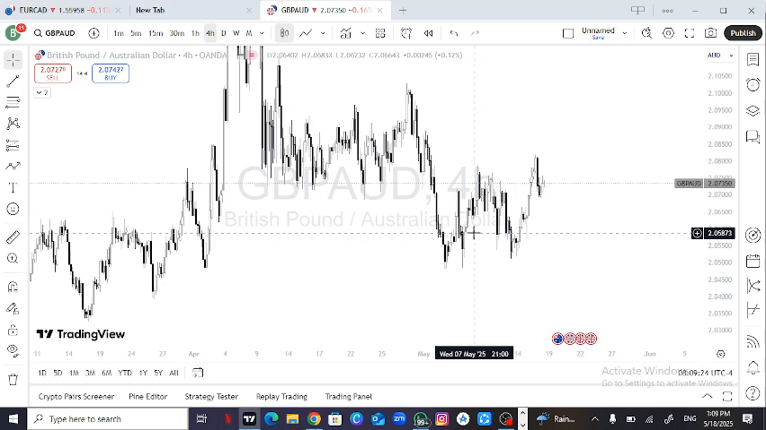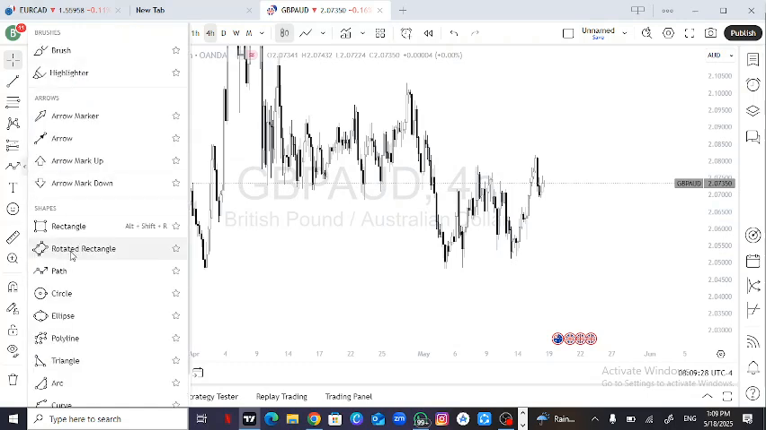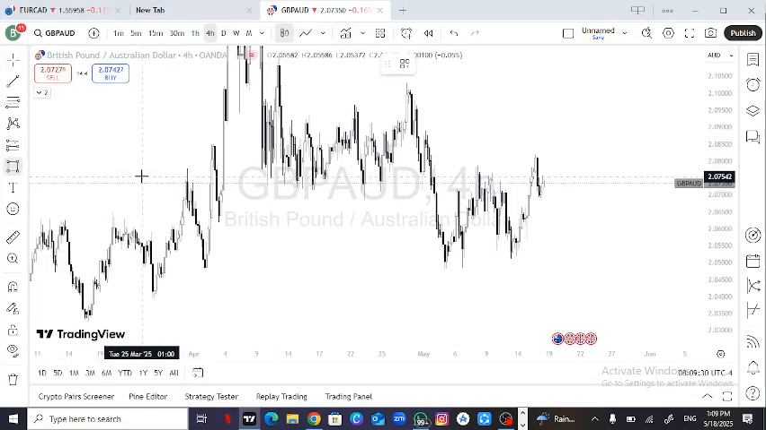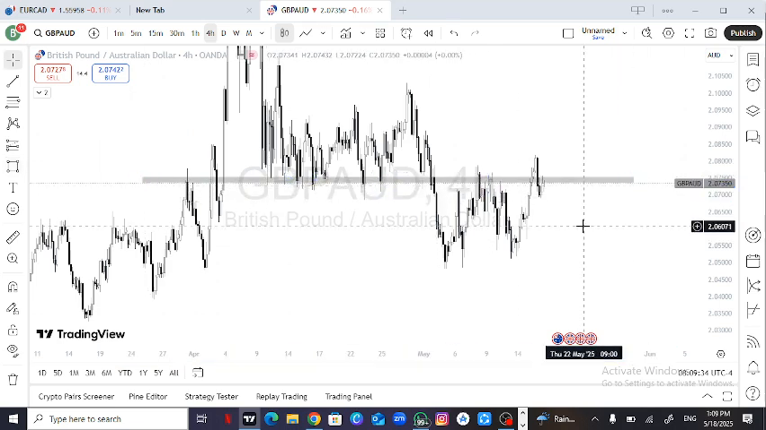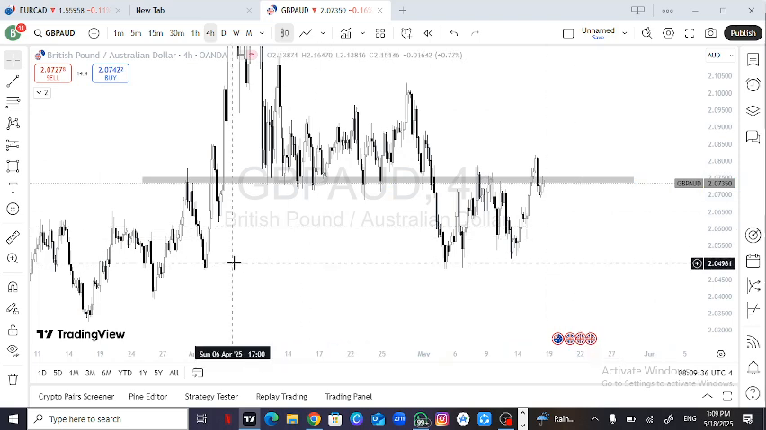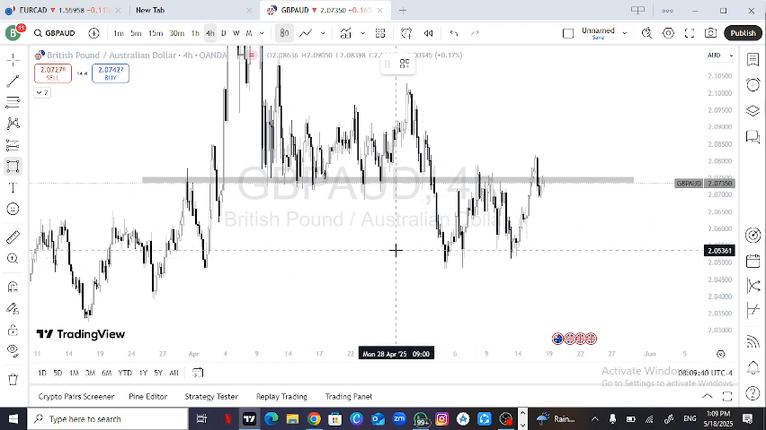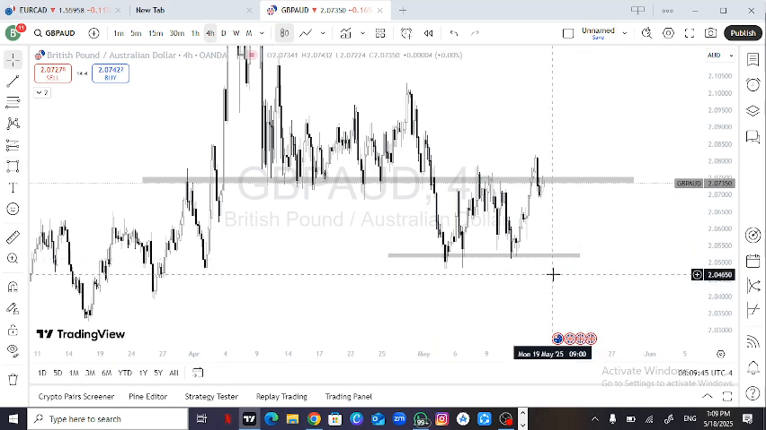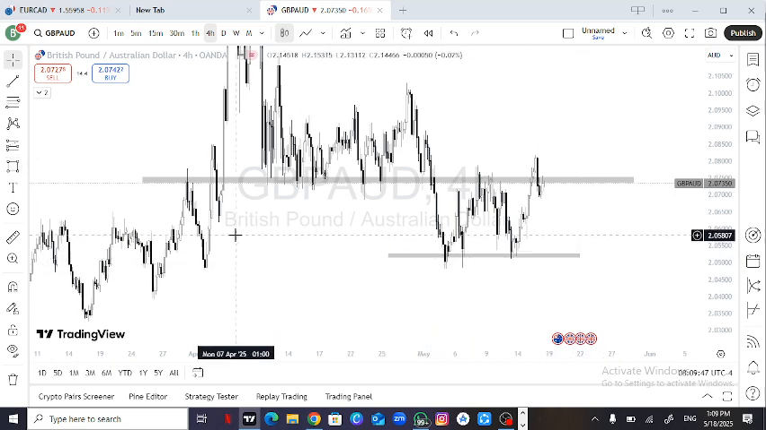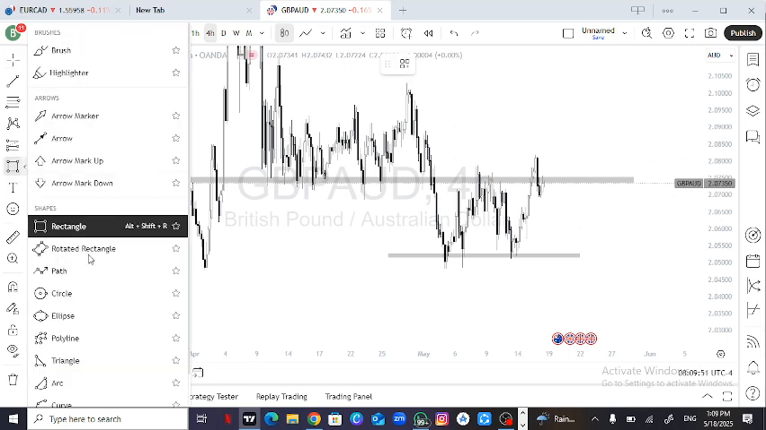First of all, I'll mark out my zones. My first zone, which is this. Now my second zone, I'll also mark out this, which forms a double bottom. Now what would I be waiting for as my bias for this new week in GBPAUD?